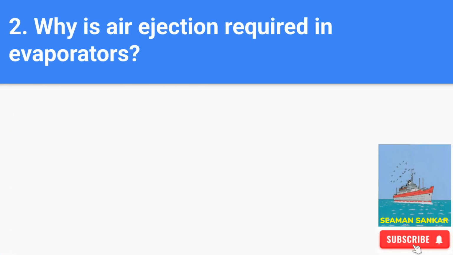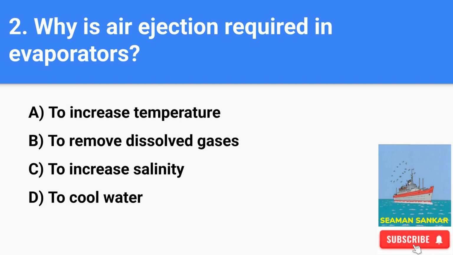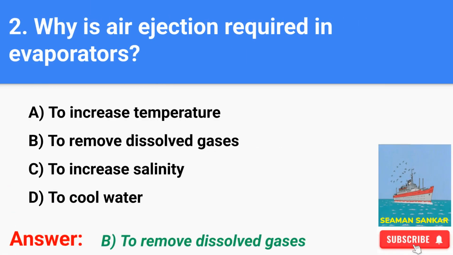Question 2. Why is air ejection required in evaporators? A. To increase temperature, B. To remove dissolved gases, C. To increase salinity, or D. To cool water. The correct answer is B. To remove dissolved gases. This prevents gas blanketing and maintains vacuum for efficient boiling.